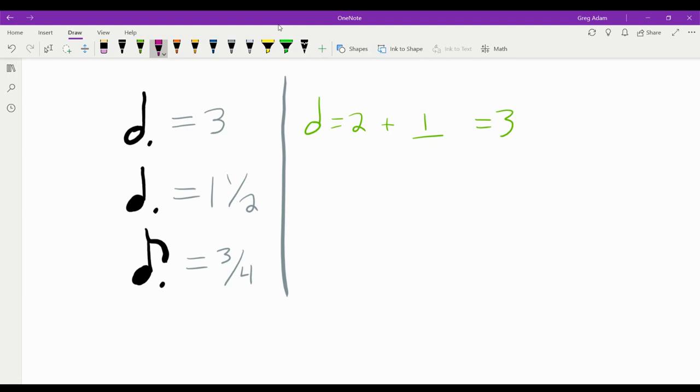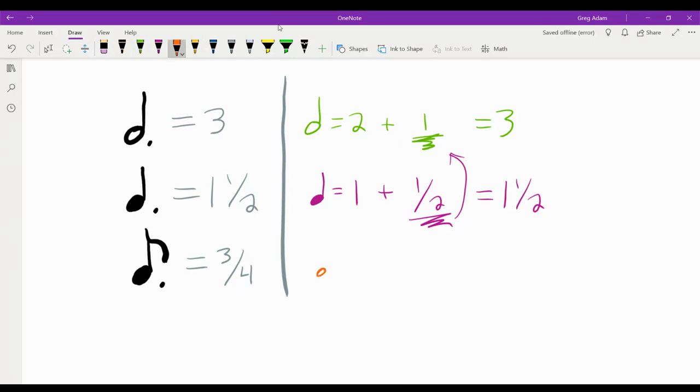Let's take a look at the second one. This quarter note by itself is worth 1 beat. We add the dot, and then the answer is going to be 1.5. In this case, the dot is 1/2 of a beat. Not the same as when we had this up here when the dot was worth 1 beat.